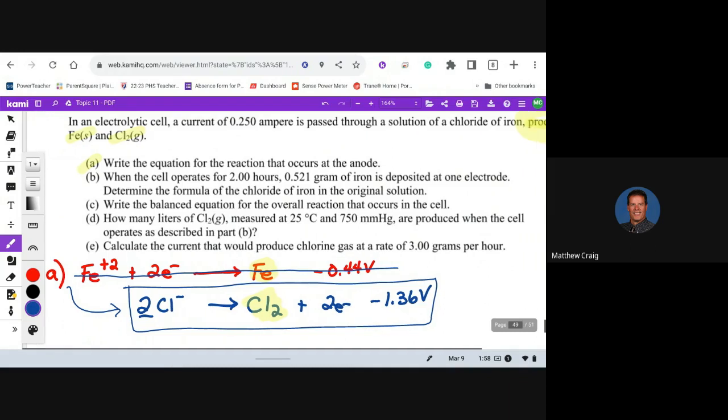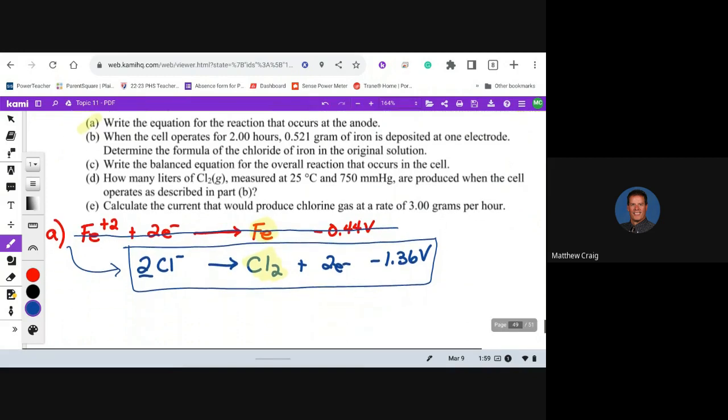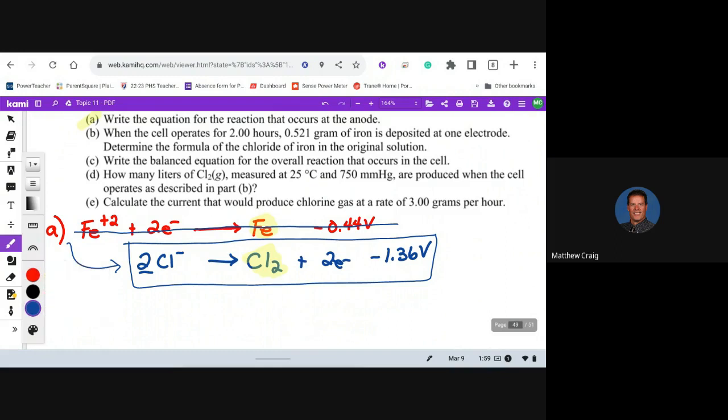All right. B, when the cell operates for 2 hours, 0.521 gram of iron is deposited at 1 electrode. Determine the formula of the chloride of iron in the original solution. So we have a gram amount again. What should we do? Moles. I like that. So we have 0.521 grams of iron.